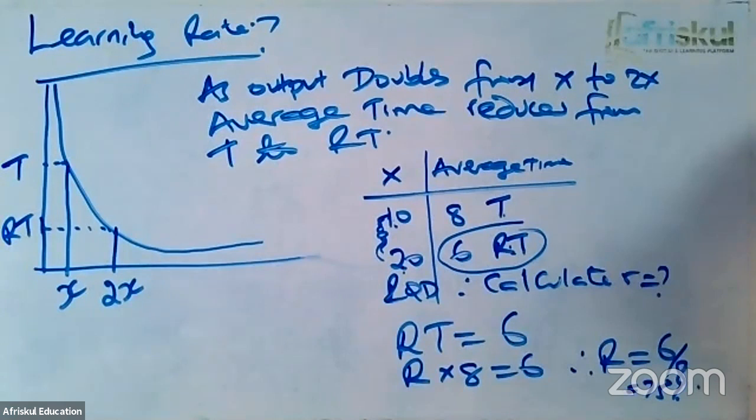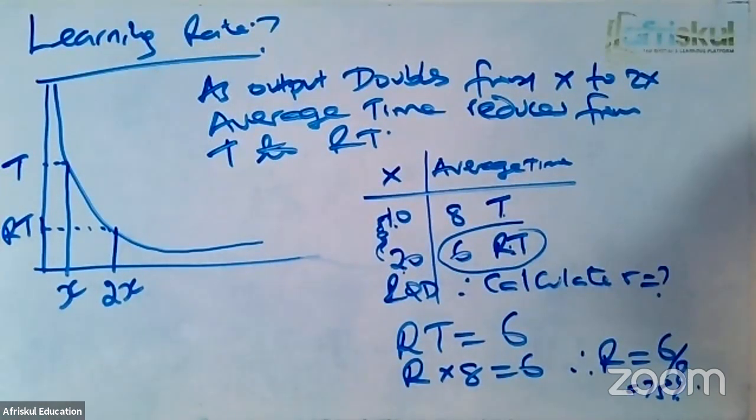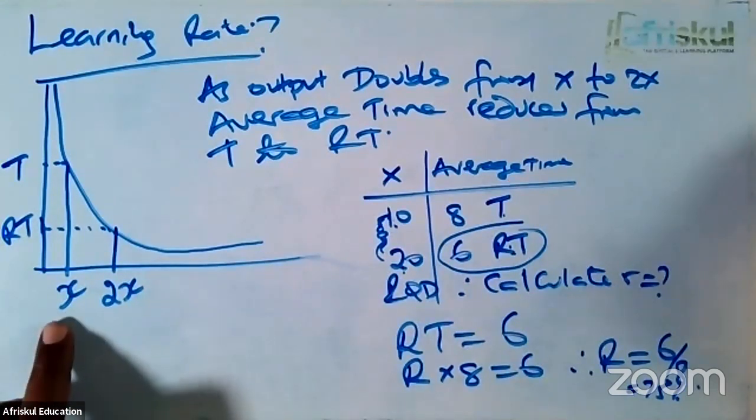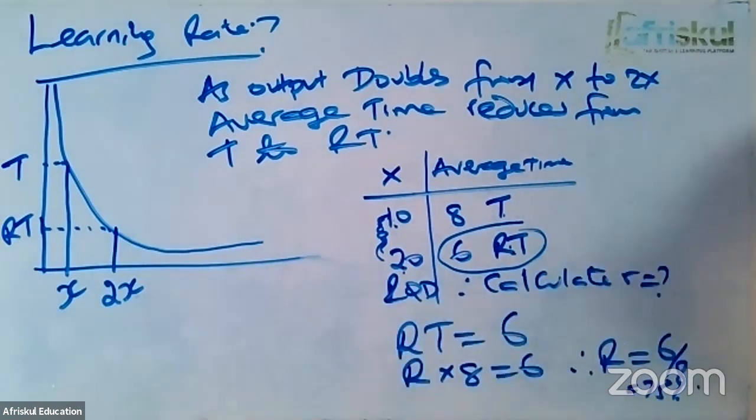75%. So anytime you see the examiner asking you to calculate the learning rate, in most cases he's testing to see whether you know this doubling principle. That as X doubles, moves from X to 2X, then the timing there, we shall have T versus RT.